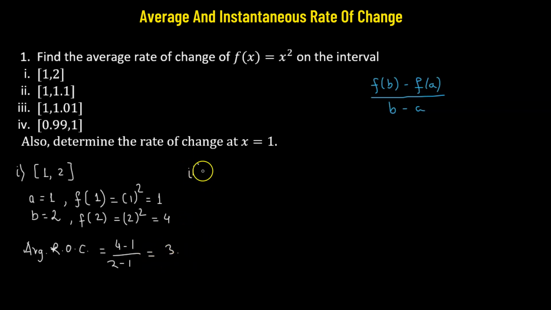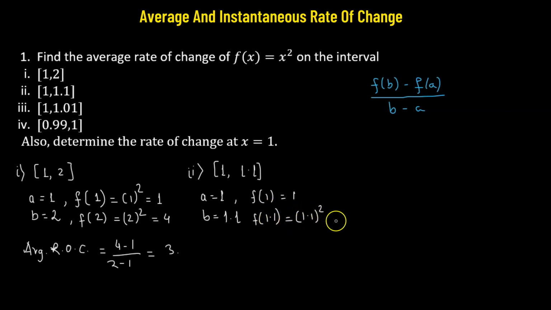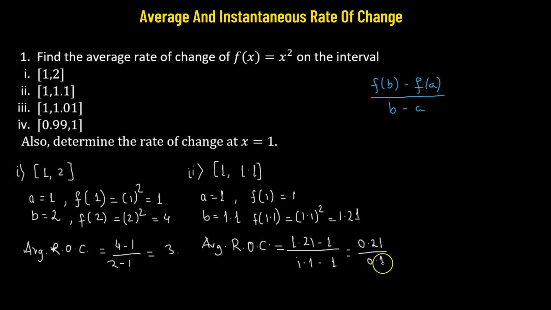Moving on to problem number 2. Here we have the interval going from 1 to 1.1. So here the value of a is 1 and the value of b is 1.1, such that the function at x equals 1 will be 1 squared, so this is 1, and the function at x equals 1.1 will be 1.1 squared, which is 1.21. So we have f of b, which is 1.21, minus f of a, which is 1, all divided by 1.1 minus 1. So 1.21 minus 1 is 0.21, divided by 0.1.